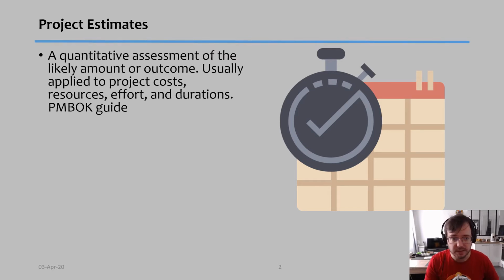It's a quantitative assessment of the likely amount or outcome of something. That means that we put a number on it, that we have to quantify it. Usually it's applied to project costs, resources, efforts, and durations.